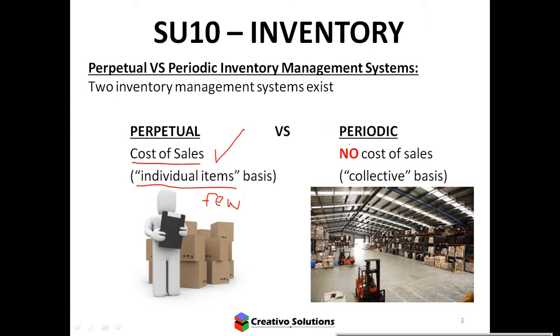Periodic, you don't have a cost of sale. Why? Because it's just too much effort. Yeah. Can you imagine selling hundreds or thousands or millions of different items? Yeah. Very, very difficult to keep track of every single item. Okay, so that's collective. So we're going to do a stock take, and we're going to keep track of inventory, but as a summary. Okay, we're going to summarize cost of sales in terms of opening stock, closing stock, purchases, and so on.